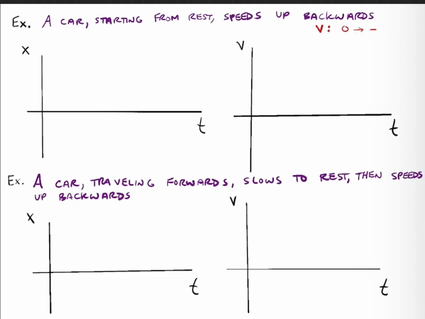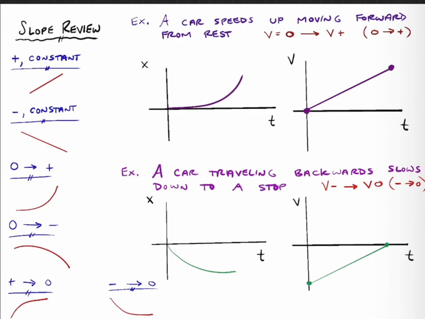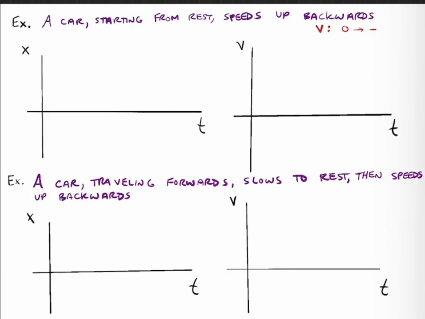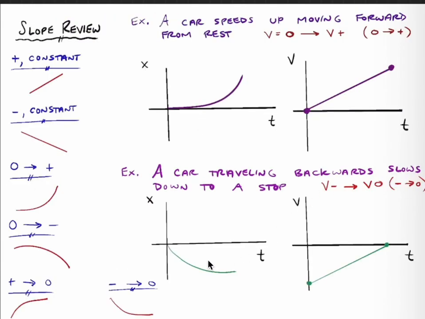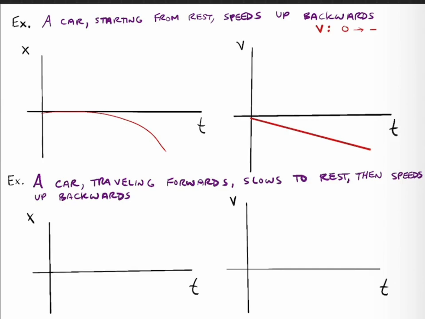All right, so in example 1, a car is starting from rest and it speeds up moving backwards. So the velocity begins at 0, and then since it's going backwards, it needs to become more negative. So that means I need to go back and see here. I'm going from 0 to negative. So if I find my 0 to negative, which is right here, that is the shape that I need to add. So 0 to negative, I curve backwards, and then to show 0 to negative velocity, I just start at a 0 value and I move down to a negative value.